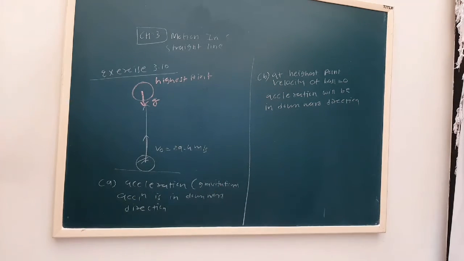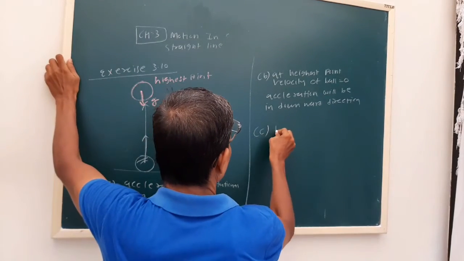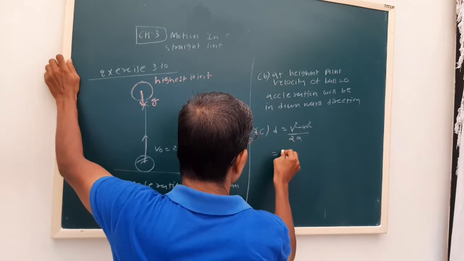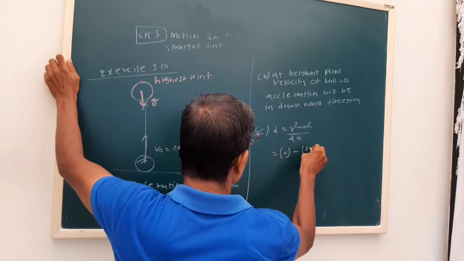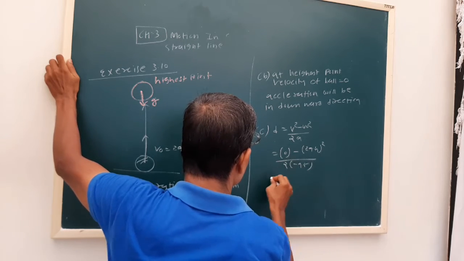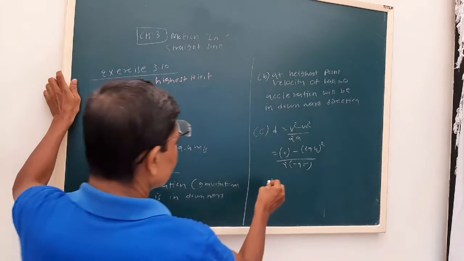Okay, that is part B of this question. Now the third: what is the height? We have to find out. The height h is (v squared minus v0 squared) upon 2a. At the highest point velocity is 0. The g value is minus 9.8. If we solve this, we'll get 44.1.